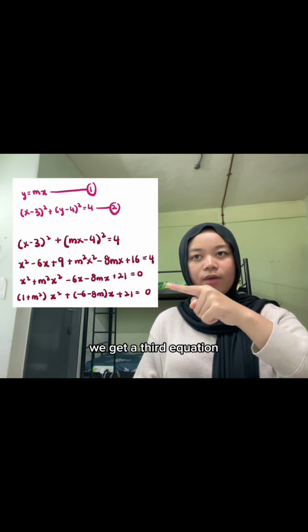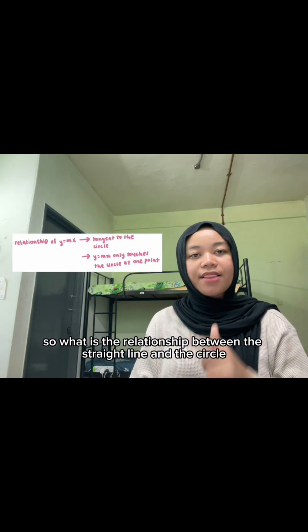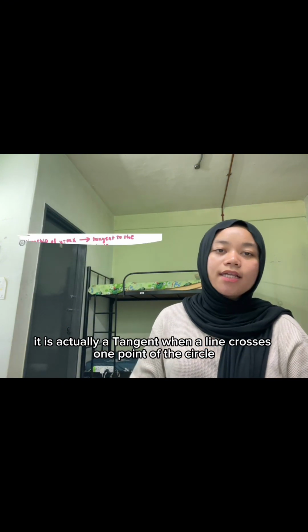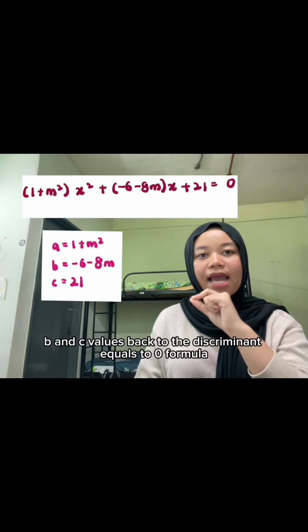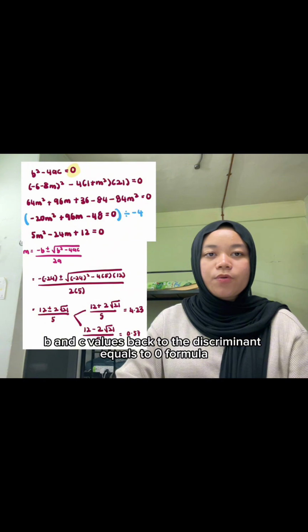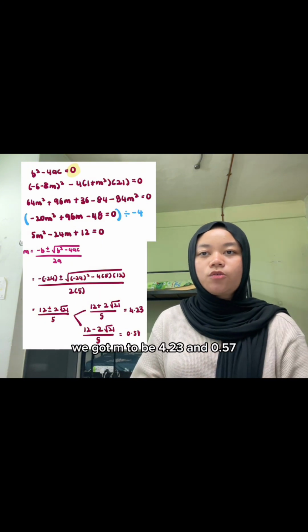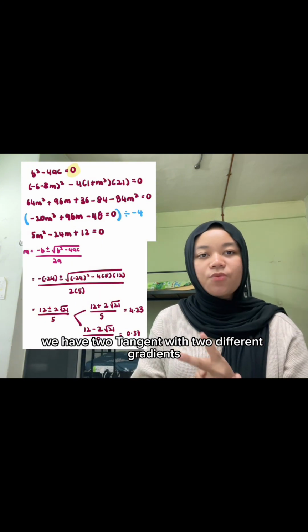When we substitute y = mx inside the circle equation, we'll get a third equation. So what is the relationship between the straight line and the circle? It is actually a tangent. When a line crosses one point of the circle, the discriminant is 0. From the third equation that we obtained just now, we extract the a, b, and c values back into the discriminant equals 0 formula. We got m to be 4.23 and 0.57. We have two tangents with two different gradients.